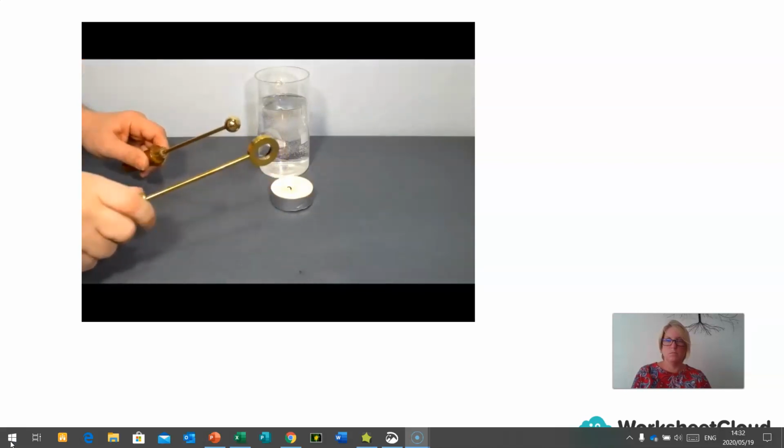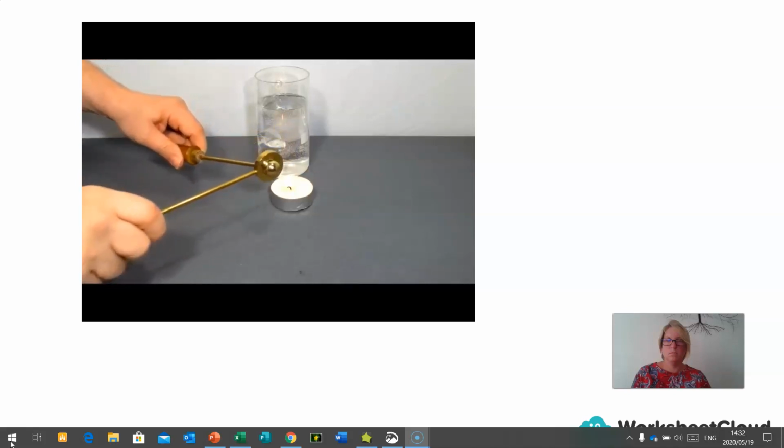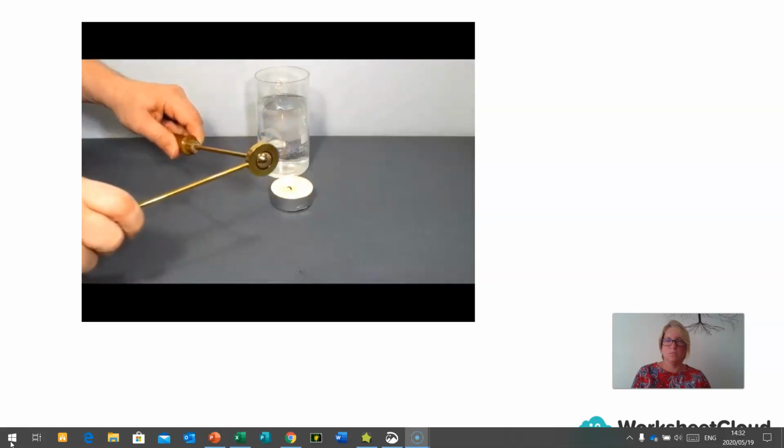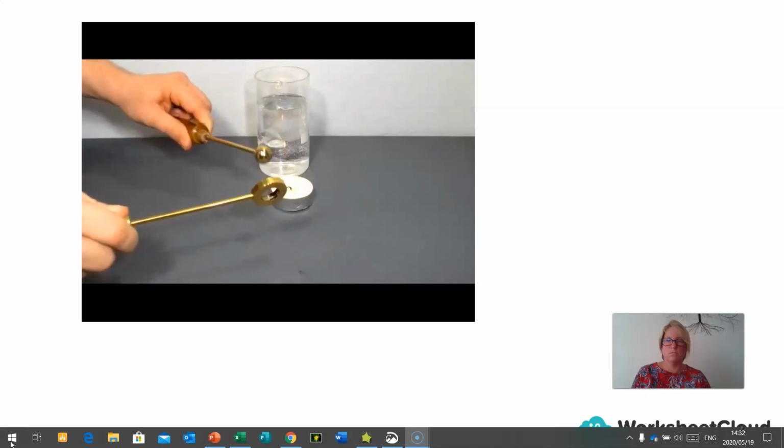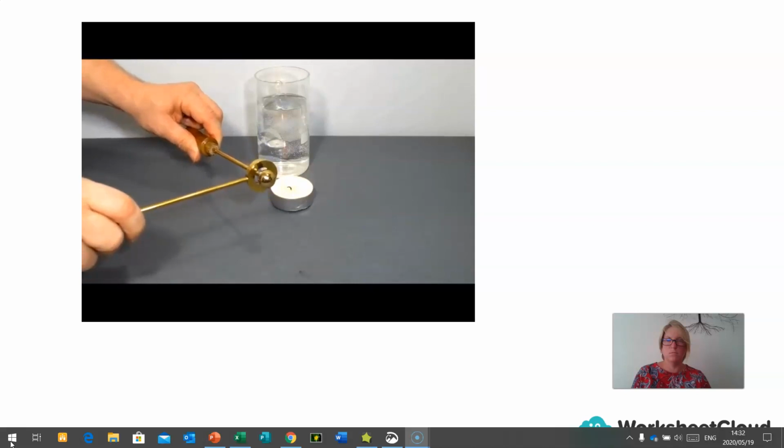One thing you do not want to do is insert these together and heat them both up at the same time. You will get them stuck and it will not come out. This is already cooled down enough that it can fit in there.